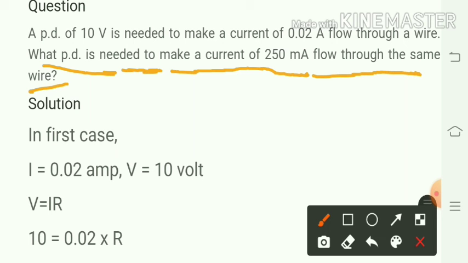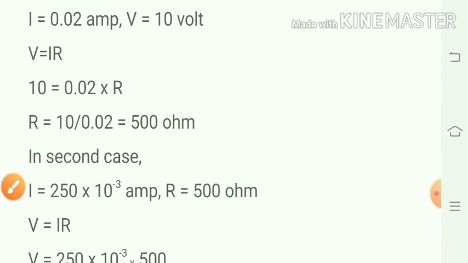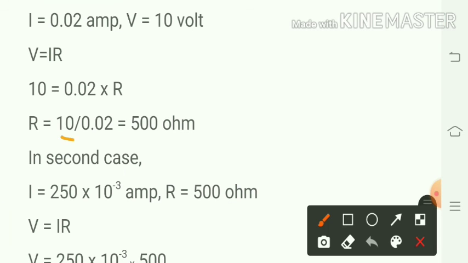Now the solution. In the first case, I is equal to 0.02 ampere and voltage is 10 volt. According to Ohm's law, we can write V is equal to IR. The value of V is 10, the value of electric current is 0.02 ampere. Therefore, R is equal to 10 by 0.02. It becomes equal to 500 ohm.